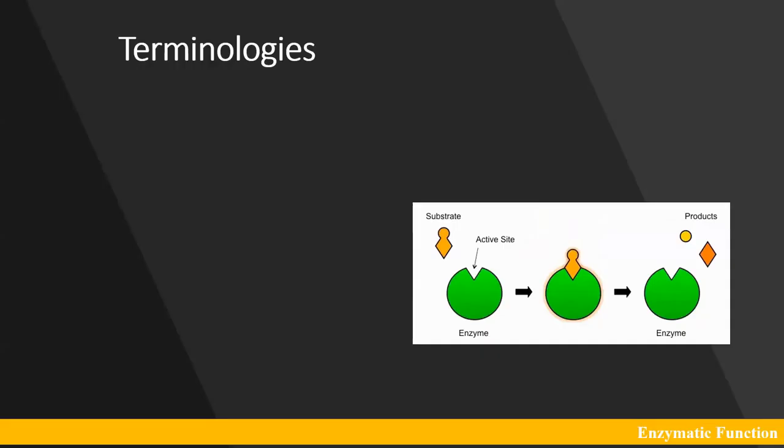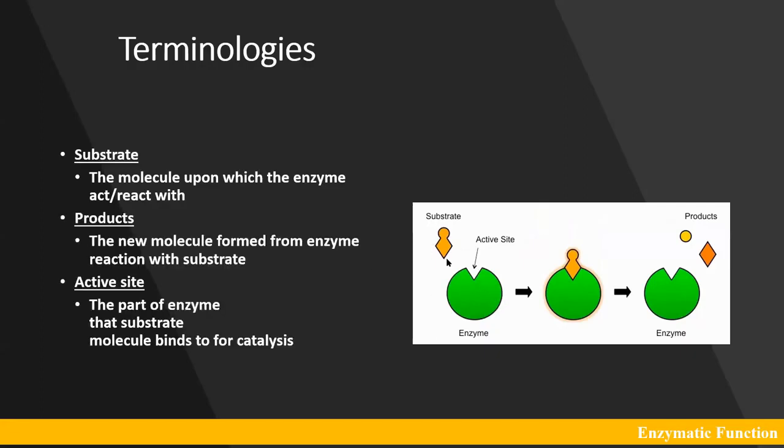Before we go through the models underlying enzymatic function, let's define some terminologies. Substrate. It is defined as the substance or the molecule that the enzyme interacts with. Products are the new molecules formed out of the interaction between the enzyme and the substrate. The active site is the region or the part of the enzyme that the substrate binds to for catalysis.